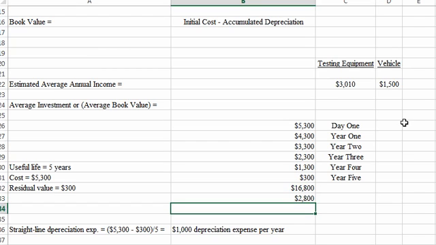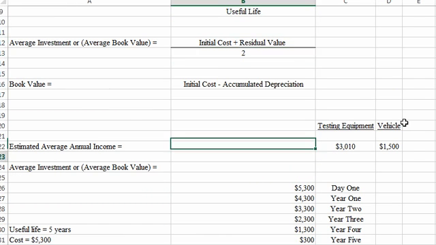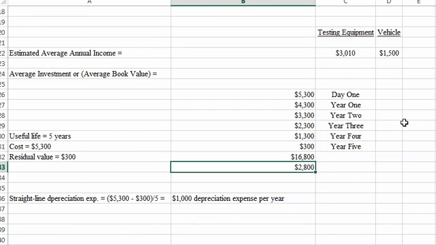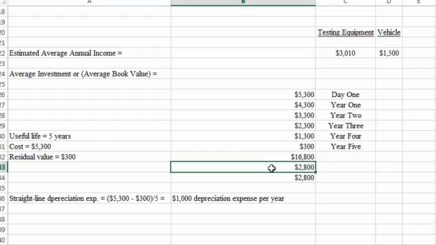Anyway, here's the short version. You can just take initial cost plus residual value, which would be equal to our 5,300 plus the $300 residual value, divide by 2, and you get 2,800. You get 2,800 either way. So the easiest way is to just say initial cost, or cost plus residual value, and divide by 2. Sorry to take you through this long example and screw it up, but anyway, we ended up getting it right.